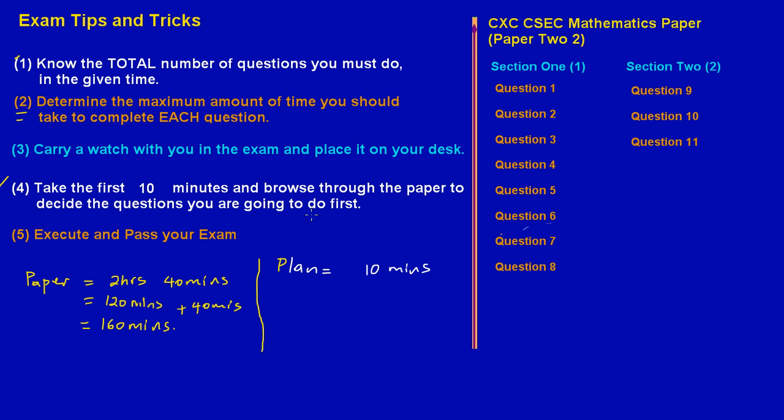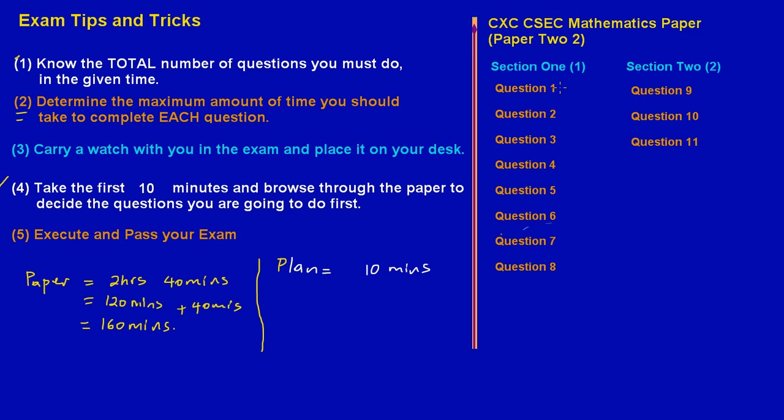So it doesn't matter the order. So the first 10 minutes we're going to plan the paper, so that's 10 minutes out of the 160 minutes. Okay, my friends, now the second thing we're going to do, we're going to now determine the number of minutes per question. So basically, my friends, I have it here to work out to be a total of 12 minutes per question. You shouldn't spend more than 12 minutes per question.